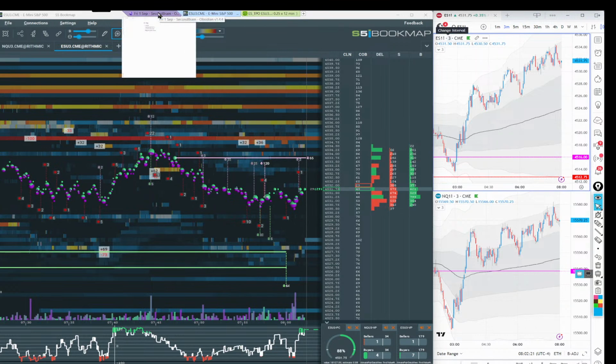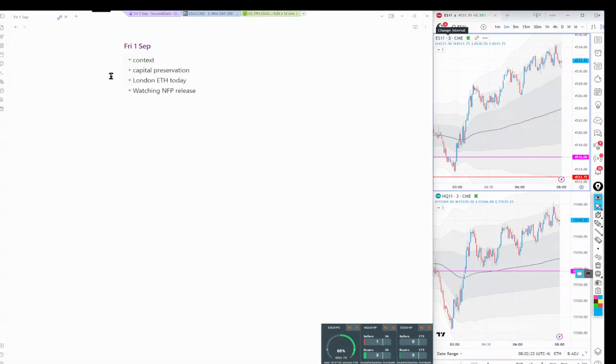Let's go back to, let's have a look. Yeah, all we are going to do today is talk context, talk about capital preservation, which is our number one job. I touch on it in every webinar, but I thought I'd dwell a little bit more and go into a bit more detail in relation to the setups that have happened today, and basically how one might trade in ETH any day of the week.